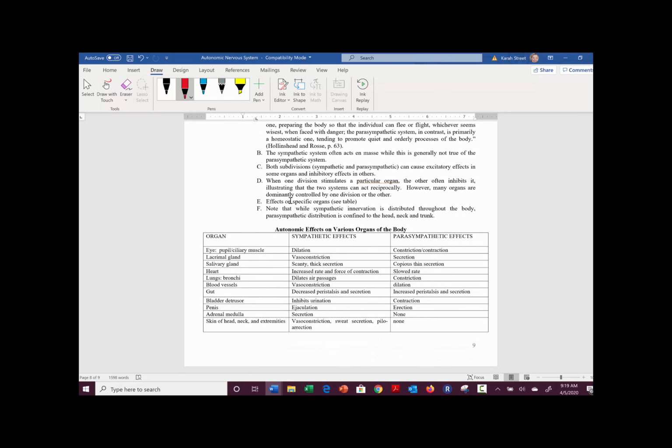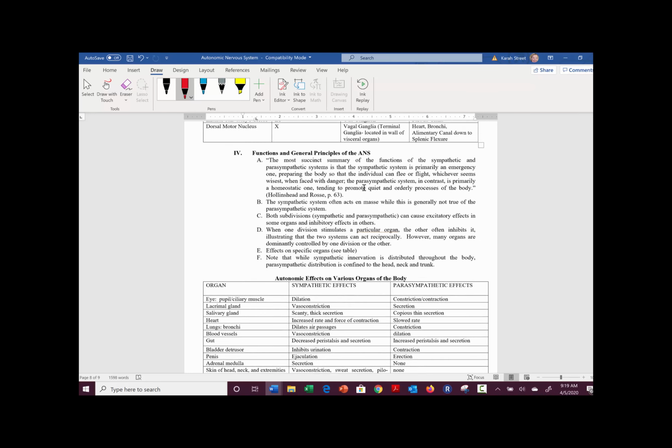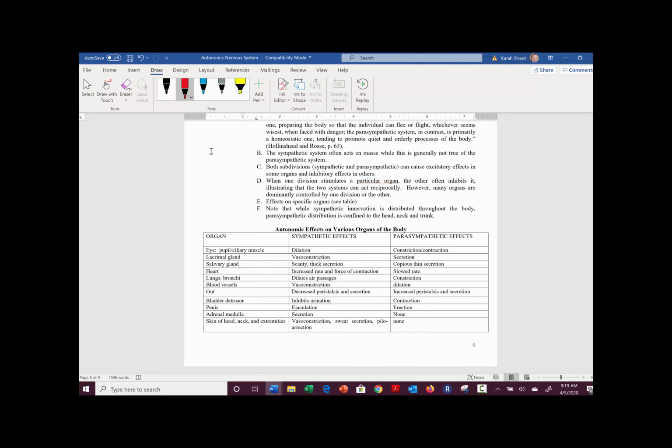So the rest of this is just a lot of the same material that I covered in class. I told you you would need to know about the effects of the two divisions for the lungs. You would need to know this for the pupil. You would also need to know the effects for the heart. I did talk about the special case of the adrenal medulla. It's parasympathetic, has no business being there whatsoever. And I also talked about the gut.